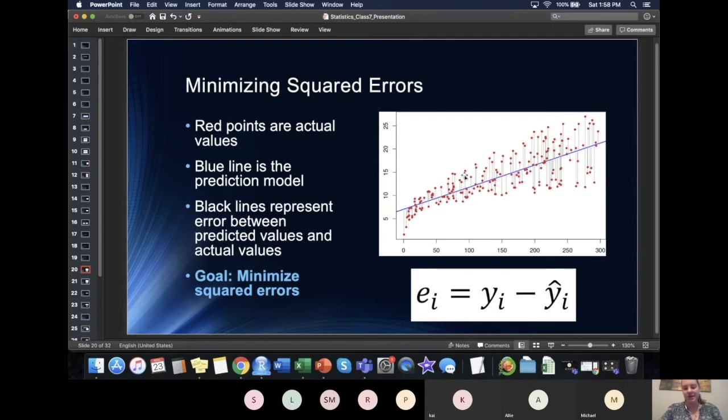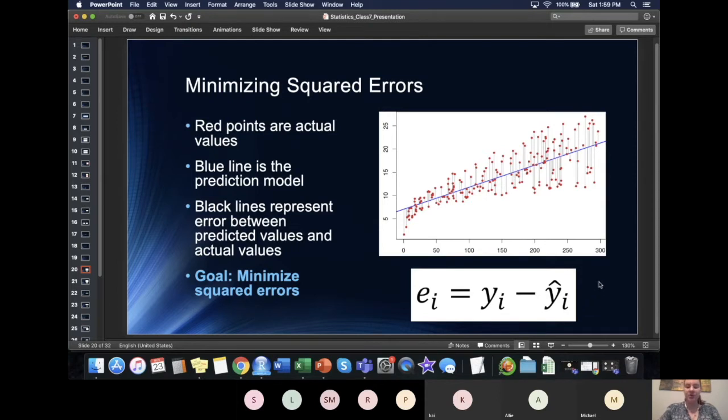All of these are straight down. When we look at the error value, i is 1, 2, 3, 4, the different rows in our data set, and e stands for error. The error is y_i, the actual value, minus the prediction value. Hat always means predicted; people call it y hat. So the error is the actual value minus the predicted value.